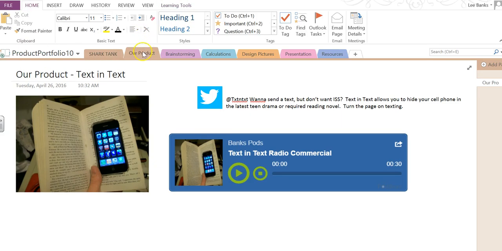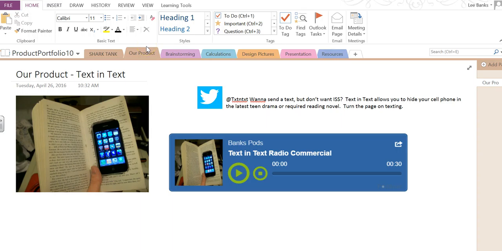Our sections in the OneNote portfolio included the product page, the brainstorming page, calculations, design pictures, where our final presentation will be, and resources such as our rubric.